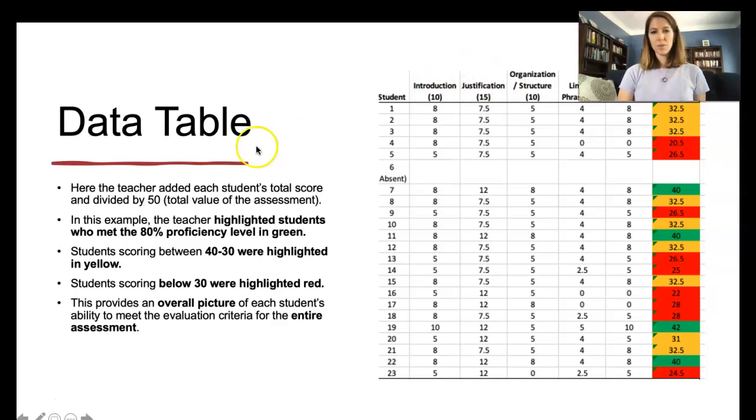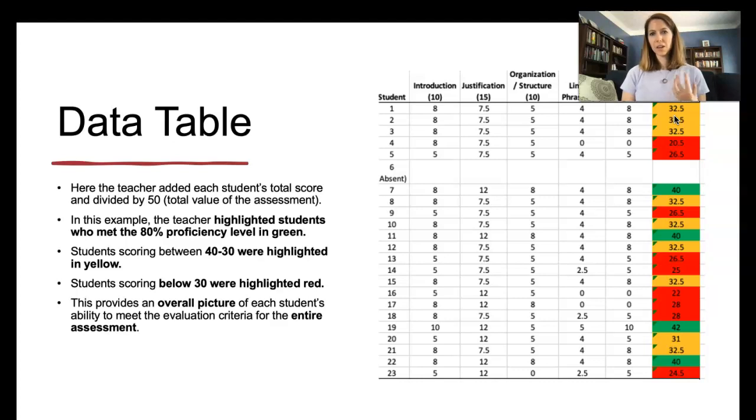So if we go to student 1, 8 points and 7.5 plus 5 plus 4 plus 8, the total comes out to 32.5. At least I hope that's correct. I didn't actually do that myself. Anyway, we'll go with it. So this shows us how students performed.